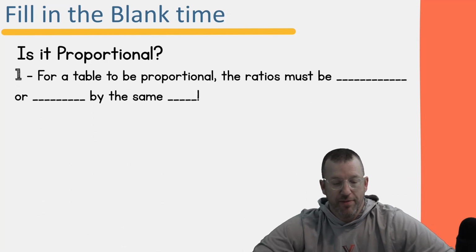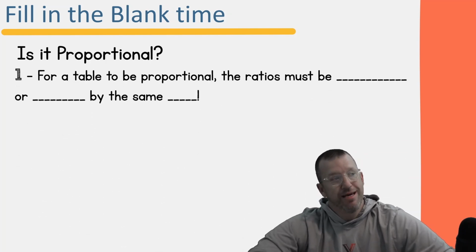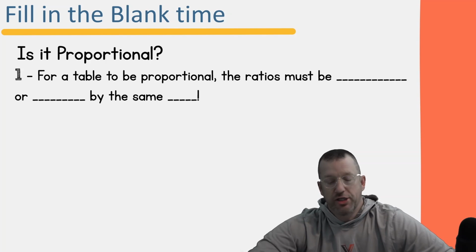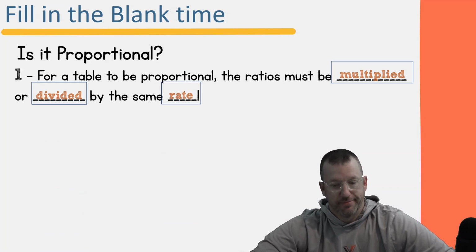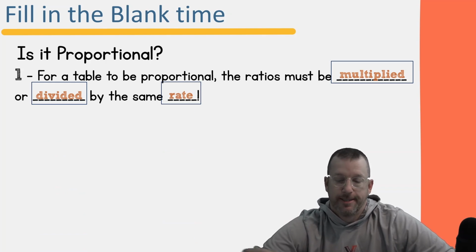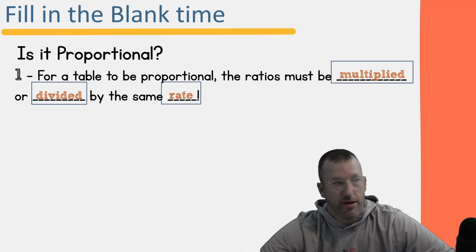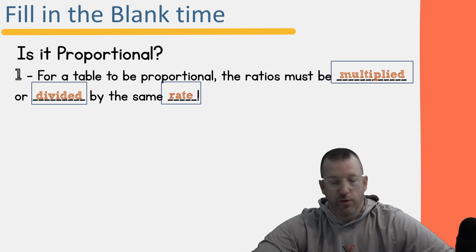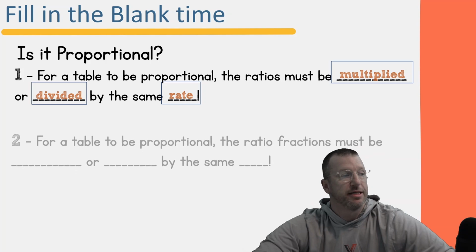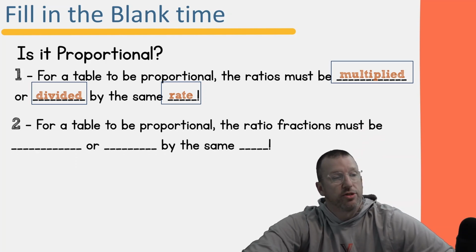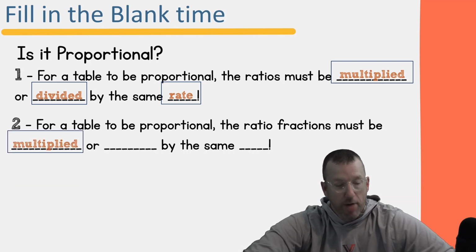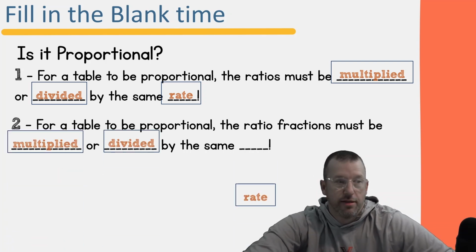All right, so is it proportional? Let's fill out our little blanks. For a table to be proportional, the ratios must be multiplied or divided by the same rate. So in other words, we're multiplying either up or down. If every member of that table has to be multiplied by 4 or by 3 or by 2, whatever that number is, it has to be the same. The other way we can do it, for a ratio table to be proportional, the ratio fractions must be multiplied or divided by the same rate.